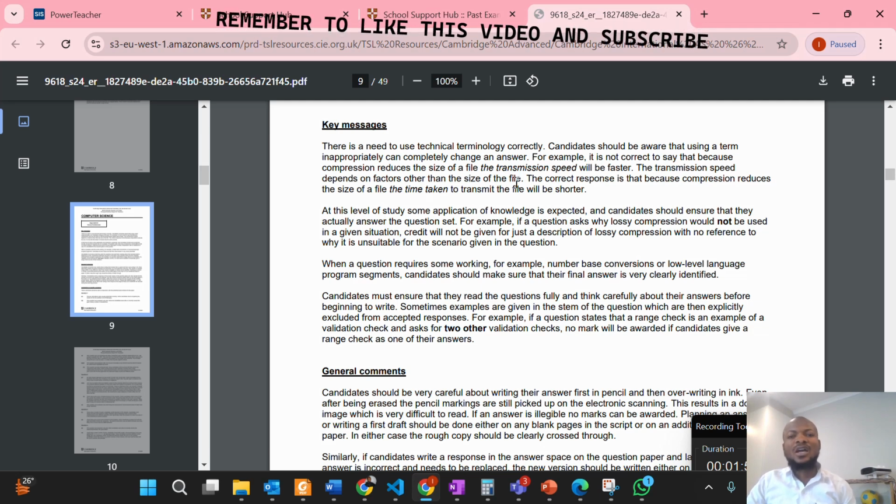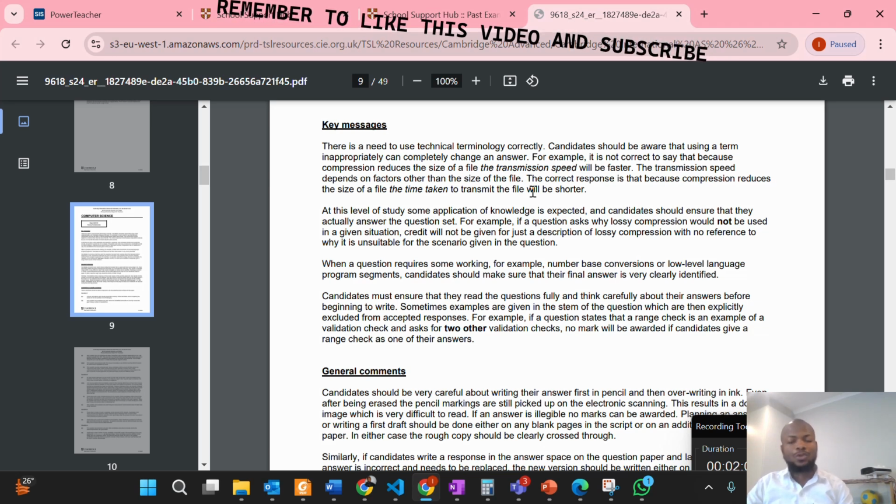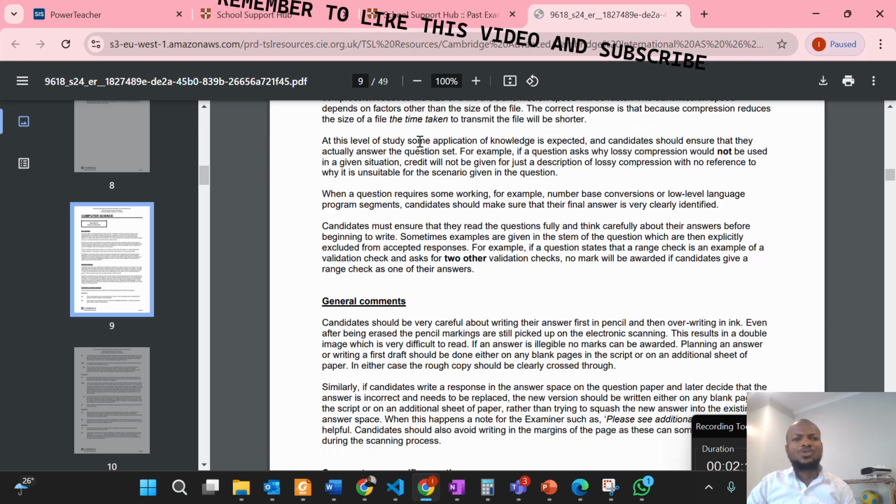I think these are common mistakes students make in the exam, because when you write, it may completely change the meaning of what you have written. It may make it incorrect, but to you it may be correct. So when you see your result, you start thinking, but I wrote the correct thing, why am I wrong? At this level of study, some application of knowledge is expected. You have to apply knowledge, and candidates should ensure that they actually answer the question set.